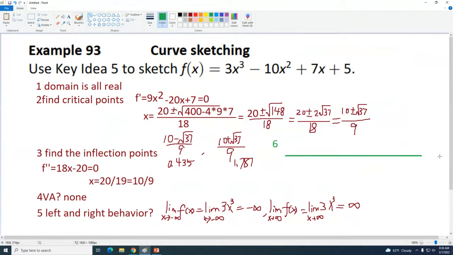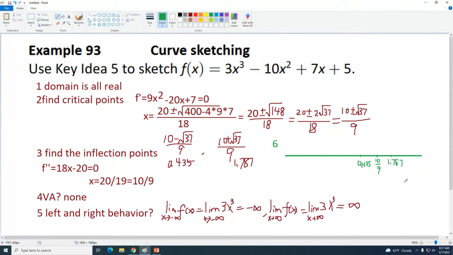Okay, so here, if you want to draw a number line, it's our x values. On the x axis, we're going to label. First we know the left and right behavior. We know it's negative infinity to positive infinity. And I did the curve sketching, so this is 0.435 about the increasing behavior, and this is 1.787. Right in the middle of these two, we got the 10/9. These are the inflection points.